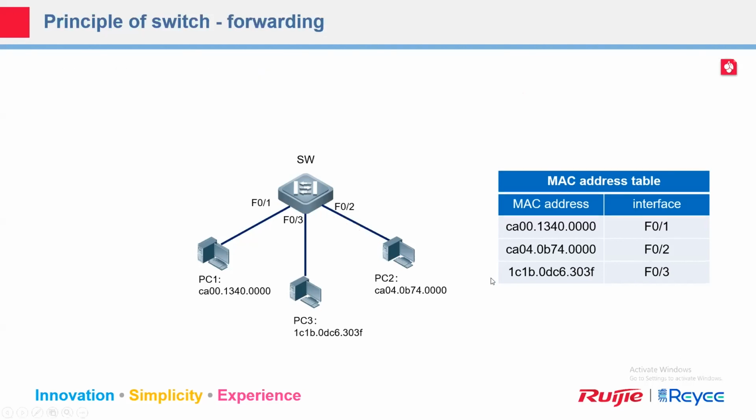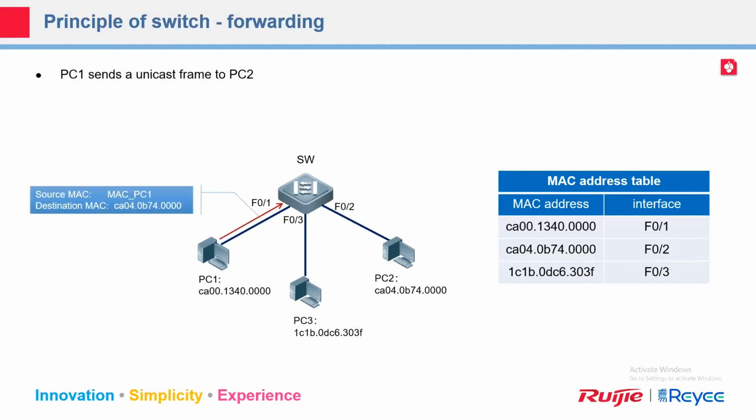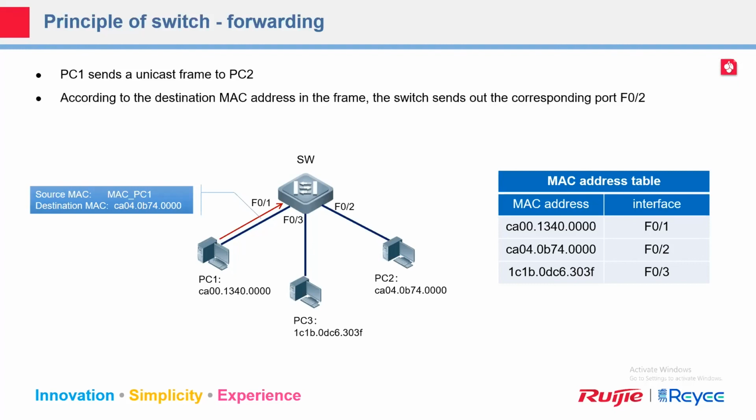And later, if we have a unicast packet, for example, PC1 sends a unicast frame to PC2, the source MAC address is PC1 and the destination MAC address is PC2. When the switch receives this information, it will take the destination MAC address to match the MAC address table. Finally, we will find the MAC address is connected with port 2. So this packet finally will be sent out to port 2 according to the MAC address table.